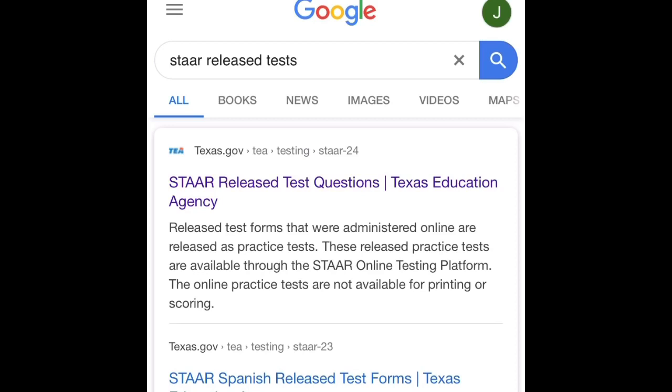So I'm going to go ahead and show you guys how to get to your STAAR release test, because I do have a lot of new followers, and some of you may not be aware of how to get to this resource. STAAR release tests are actual STAAR test questions that were on previous years' STAAR tests, so I'm going to show you how to access those, and then I'm going to do the problem of the day. So I'm just going to type in Google STAAR release test.